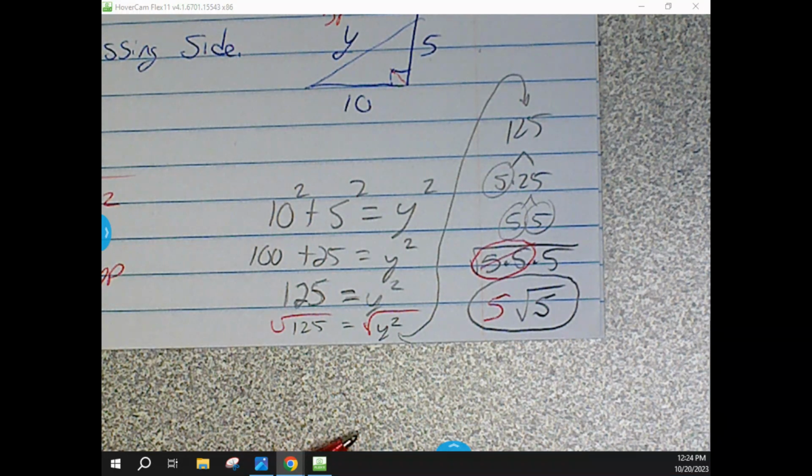Everybody remember doing the Pythagorean theorem? That's usually the one everybody remembers. Everybody's always, oh yeah, a squared plus b squared equals c squared.